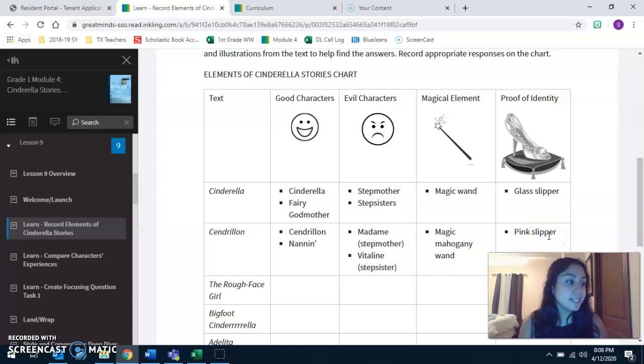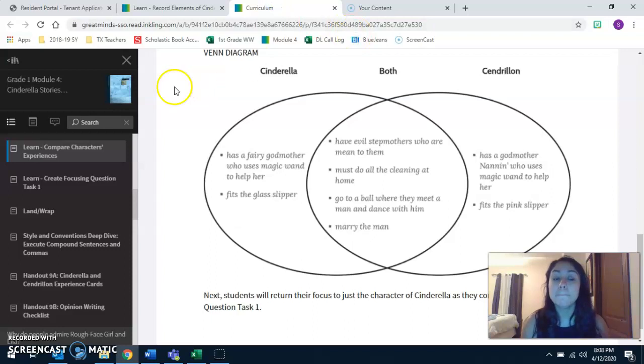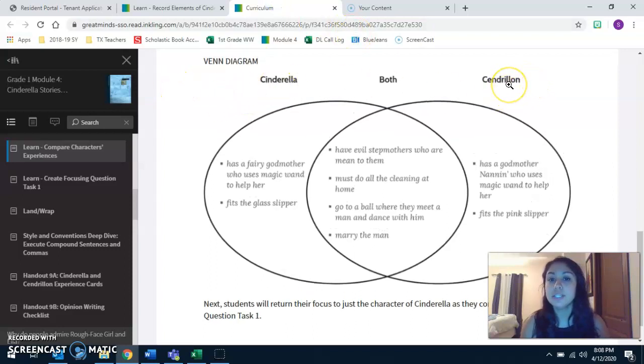Now, the next thing that I wanted to talk about was comparing Cinderella to Cendrillon. Now, this is called a Venn diagram. If you remember carefully, we actually started using this before we left for spring break. So a Venn diagram is used to compare two things and show how they are different and how they are the same. So let's look at what it has to say about Cinderella. It says Cinderella has a fairy godmother who uses a magic wand to help her, and she fits the glass slipper. Now that is only true for Cinderella.